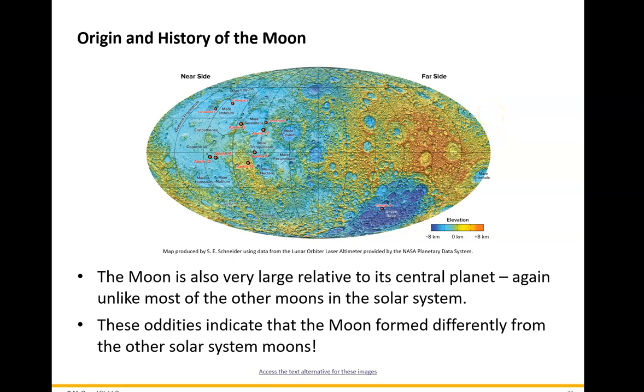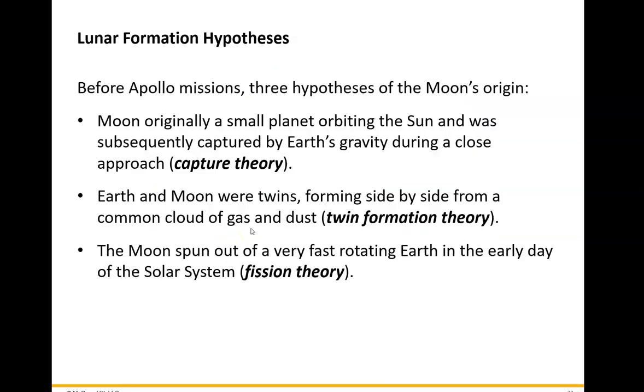Notice this is showing us elevation. Notice the elevation on the far side of the moon is much higher. There are fewer of these, the two main Maria. It's much higher in elevation there than even the highlands on the near side of the moon. All right, let's see.